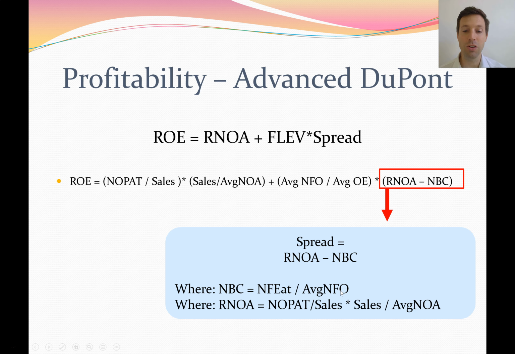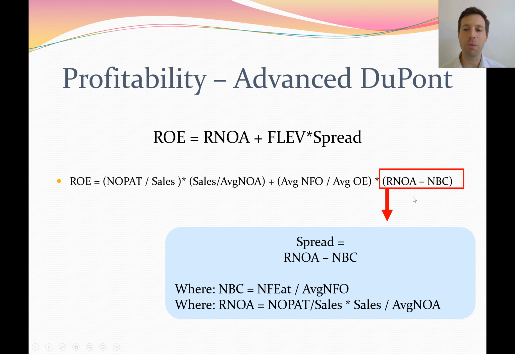I've borrowed $1,000 and I had to pay $100 interest. My interest rate is therefore 10%. Okay, so NBC is getting at the concept of what interest we are paying on our borrowings, and the return on net operating assets is how effectively we are using our assets to generate returns. So we want this spread term to be a positive number.